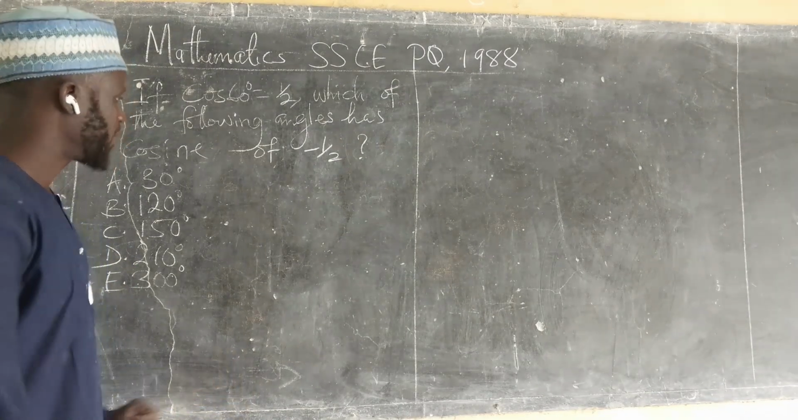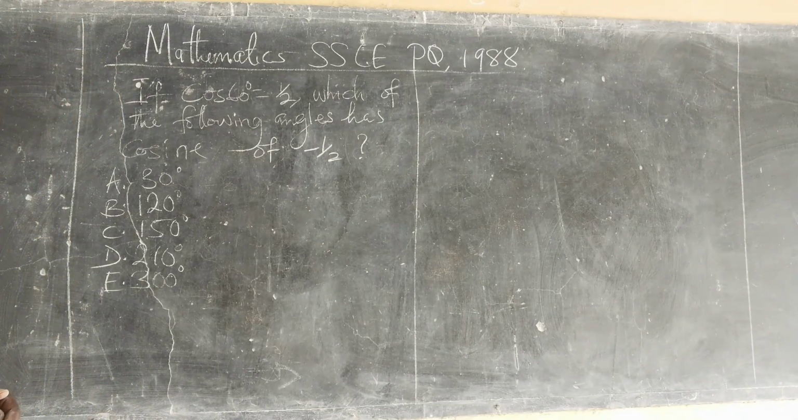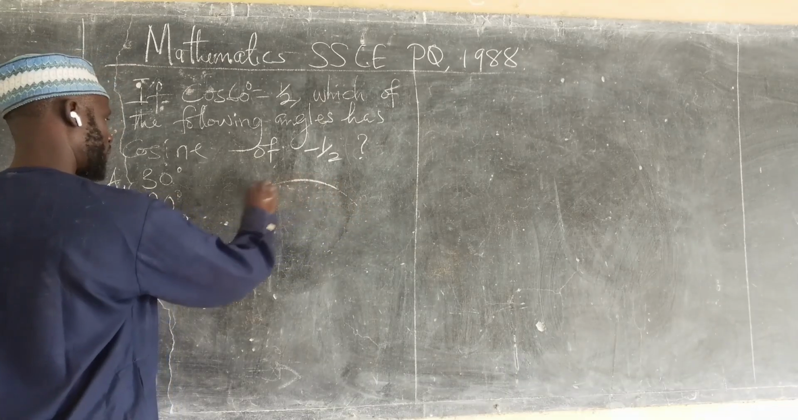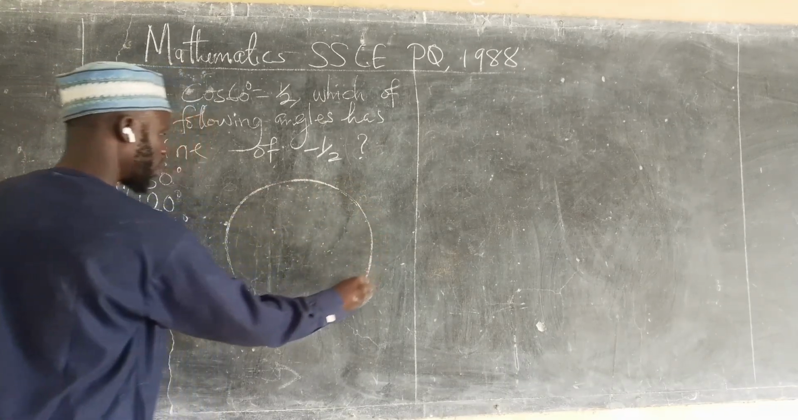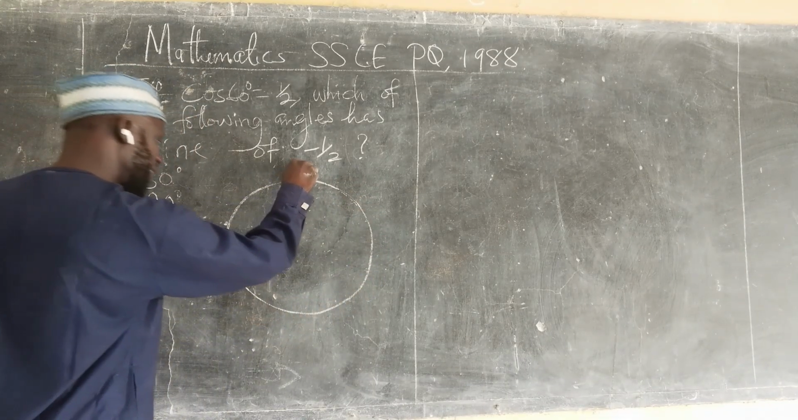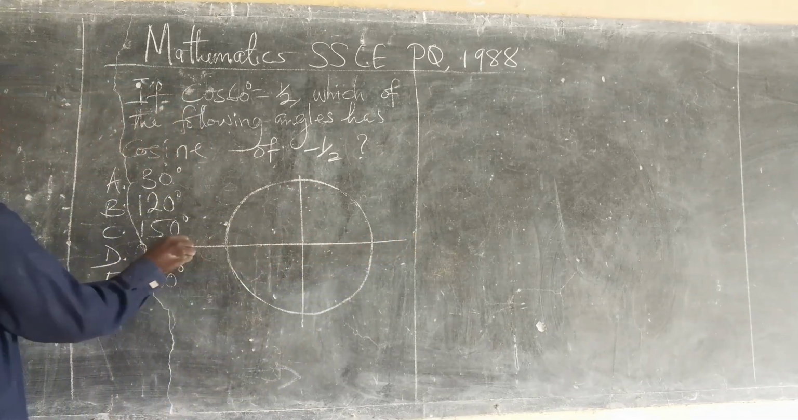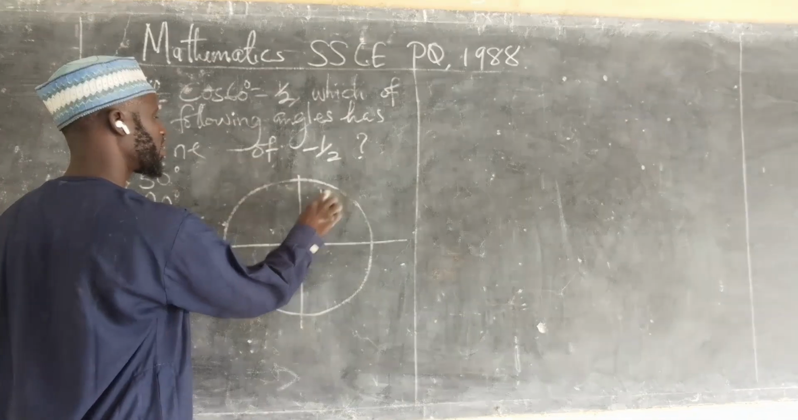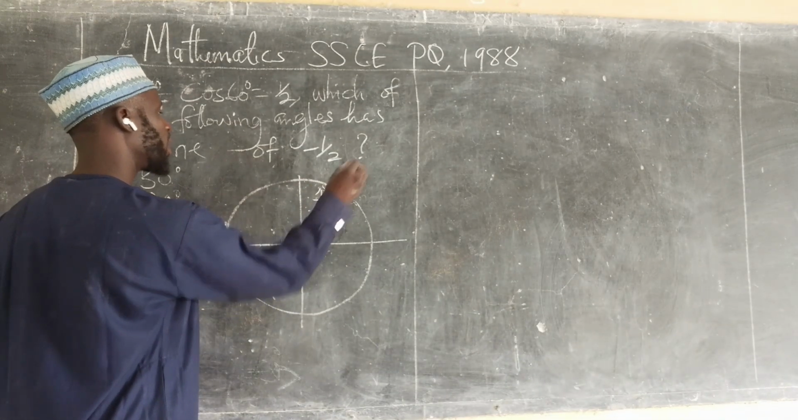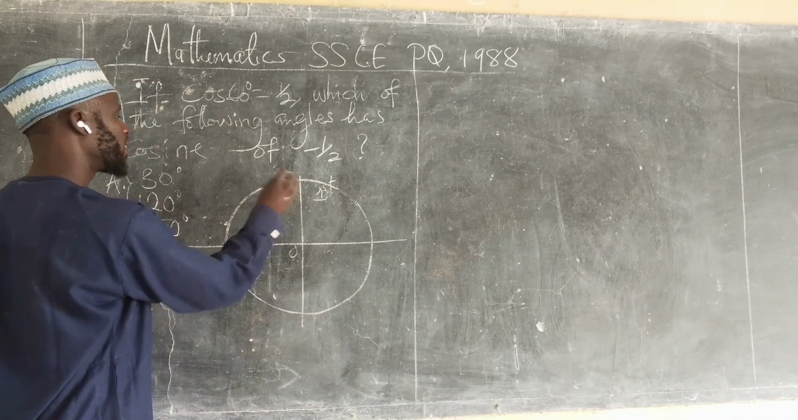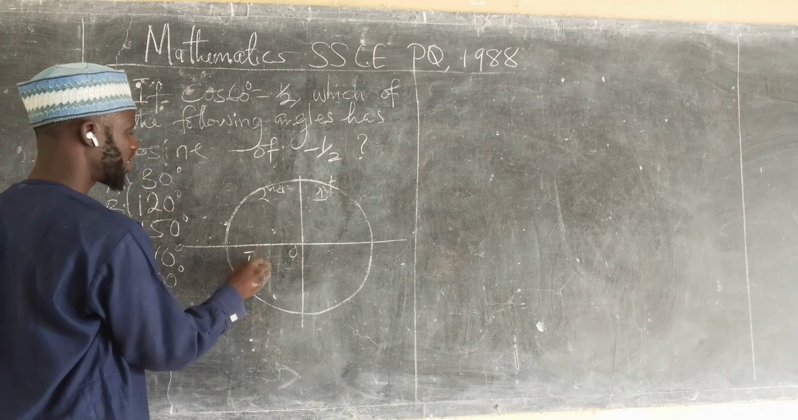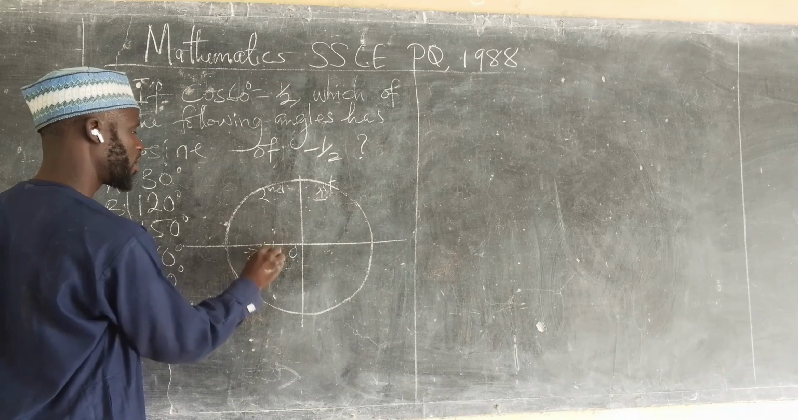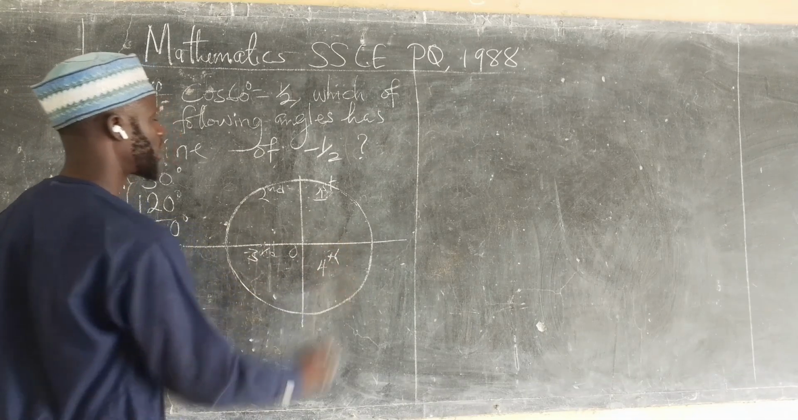Now to solve this question, we need to refer to the four quadrants. This is the origin. This is the first quadrant. This is the second quadrant. This is the third quadrant. And this is the fourth quadrant.